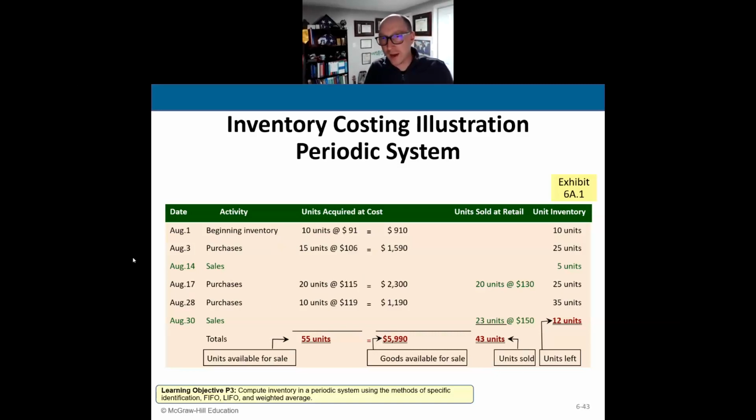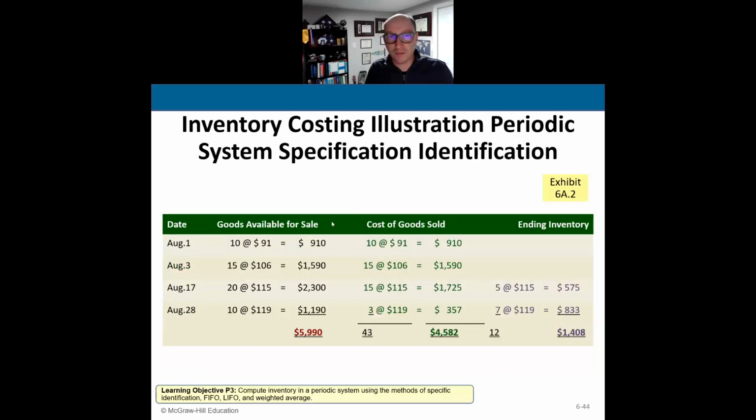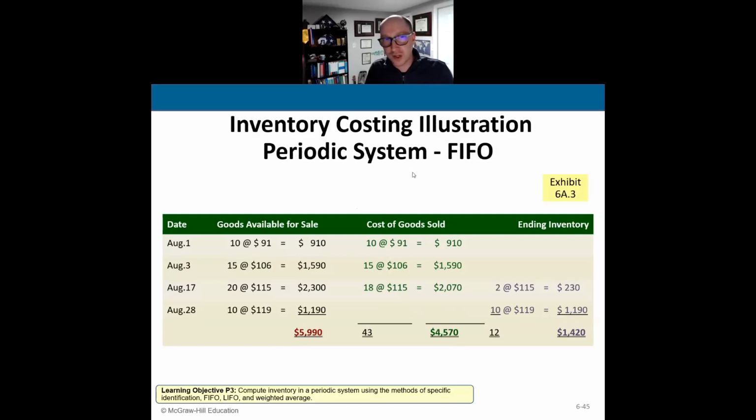So if we look at the same data set that we had from our earlier example, and we apply the periodic inventory system, we can see that all we're doing here is we're taking all of our purchases, adding them up, and we're taking all of our sales and adding them up, and we're getting our ending inventory. And that's for the specific identification. We follow the same type of process for first in, first out. Got all of our purchases, adding them up, cost of goods sold, adding them up, and then getting our ending balances.